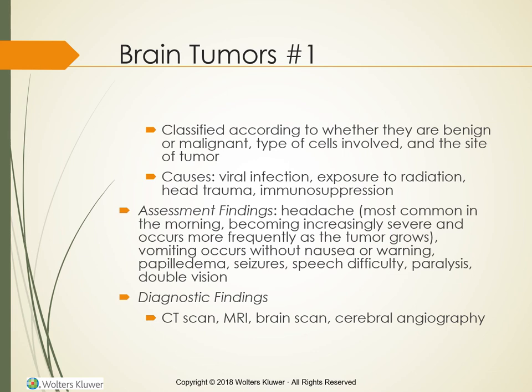Brain tumors are classified according to whether they are benign or malignant, types of cells involved, and the site of the tumor. The causes are viral infection, exposure to radiation, head trauma, and immunosuppression. Assessment findings include headache, most common in the morning, becoming increasingly severe and occurring more frequently as the tumor grows. Vomiting occurs without nausea or warning. Papilledema, seizures, speech difficulty, paralysis, and double vision occur. Diagnostic findings are through a CT scan, MRI, a brain scan, or a cerebral angiography.